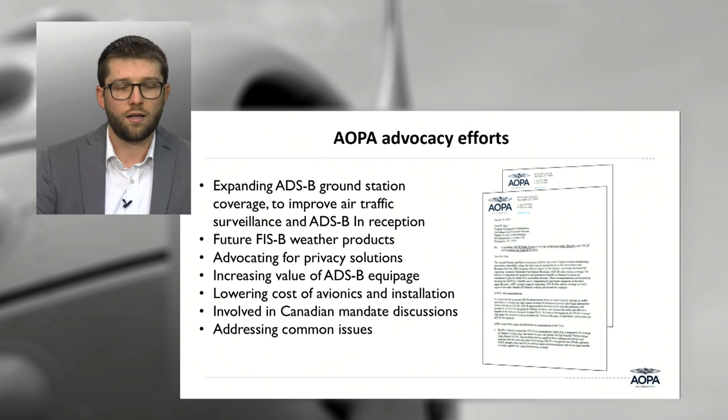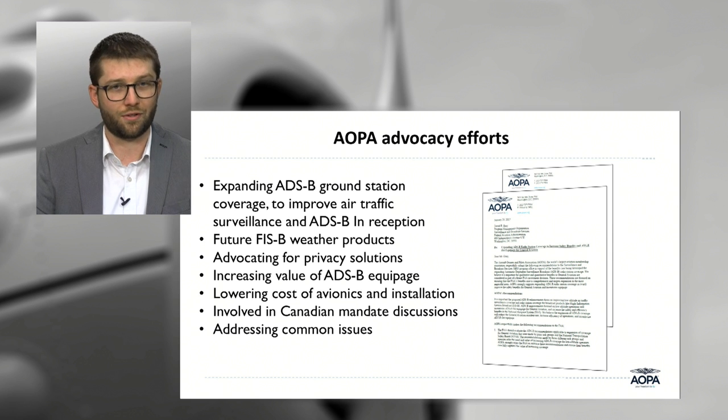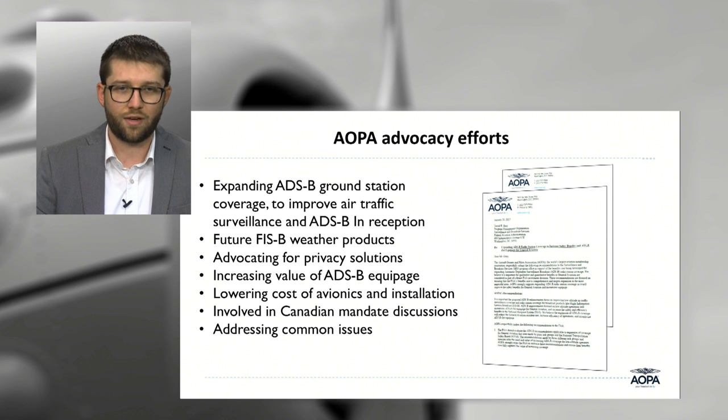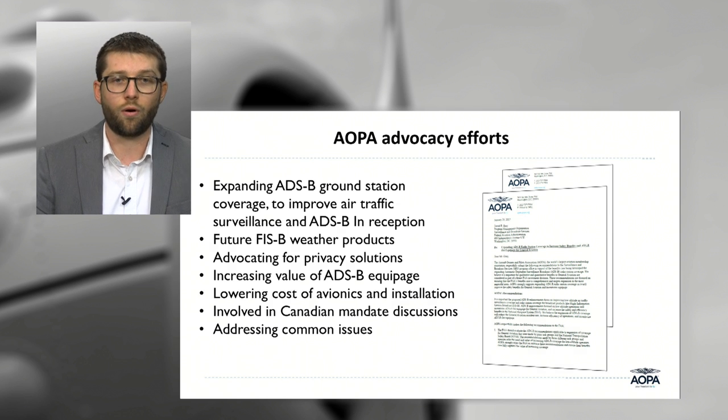We're also looking at increasing the value of ADS-B equipage. One way of doing that is actually removing some of the requirements for Mode C transponders. With ADS-B, it's very reliable, it's digital. We may be able to get away from some of those older 24-month calendar inspections, things like that. That also goes to lowering the cost of installation, working with Canada on their mandate to make it similar to the US, so there's nothing crazy or unusual for that country. And then addressing some of the common issues, everything that might make you fail a rebate flight, or otherwise impact the value of what you've installed. We're working with the FAA on a lot of those common issues.